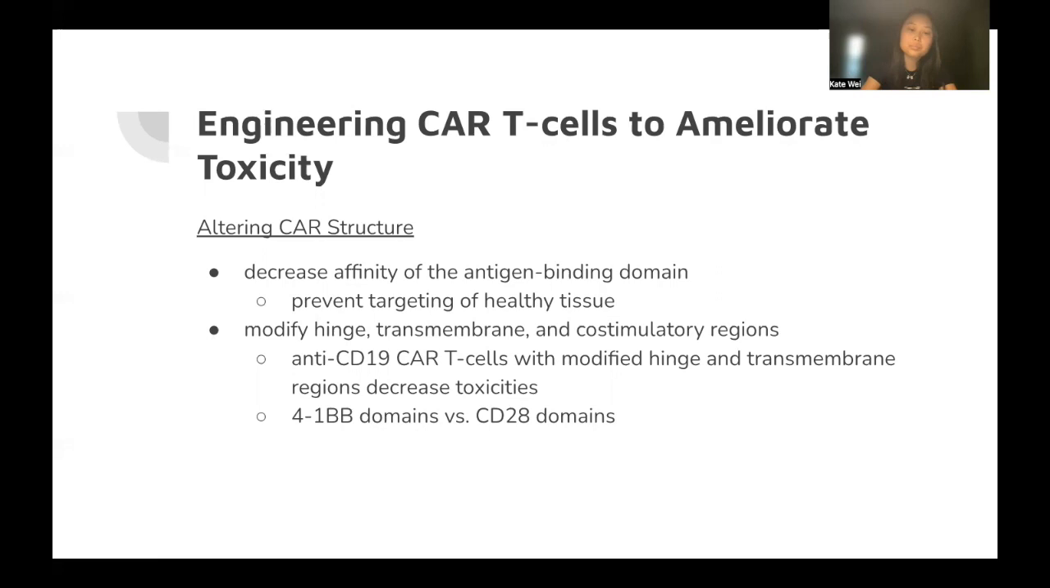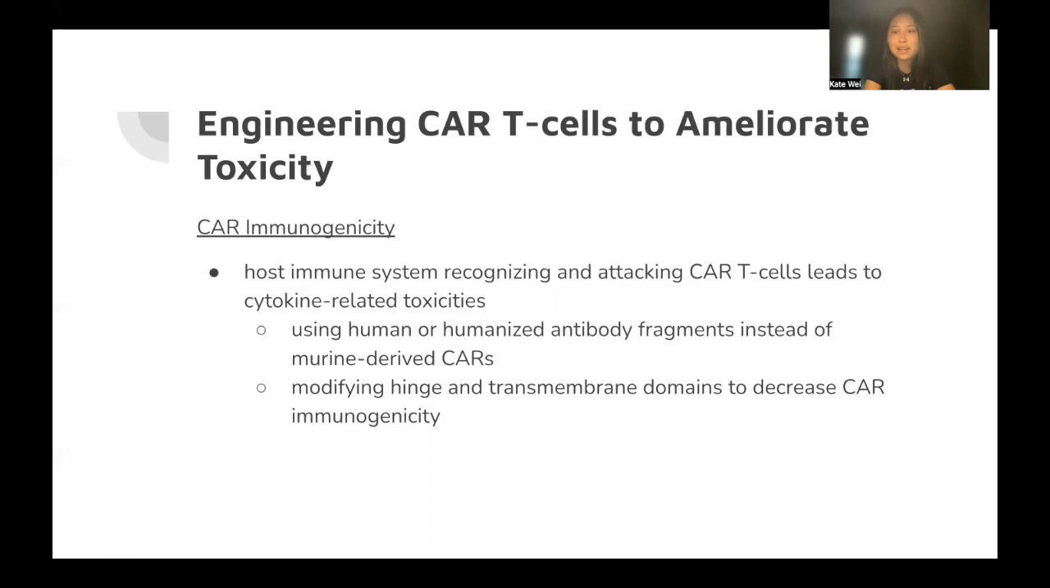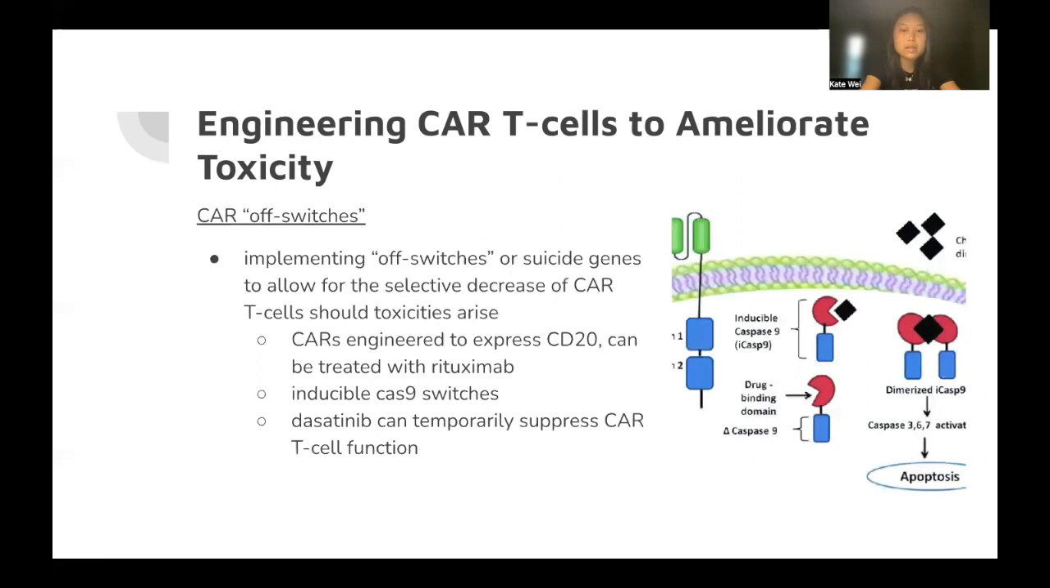Another way that CAR T-cell therapy can result in toxicities is from the host immune system recognizing and attacking the CAR T-cells themselves. Using human or humanized antibody fragments instead of murine-derived CARs, or modifying hinge and transmembrane domains to decrease CAR immunogenicity, can help alleviate adverse side effects. Additionally, implementing off-switches or suicide genes could allow for the selective decrease of CAR T-cells after the onset of adverse events. So for example, CARs can be engineered to express CD20, which facilitates depletion of CAR T-cells via treatment with rituximab.